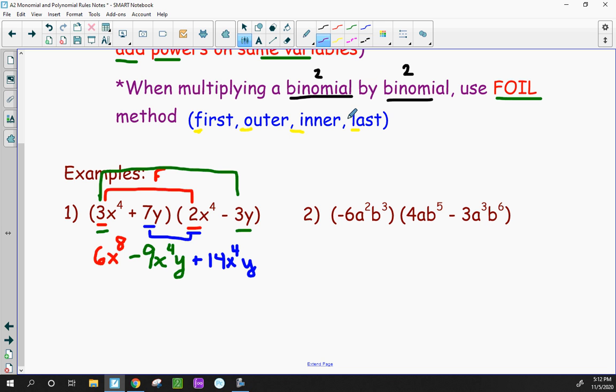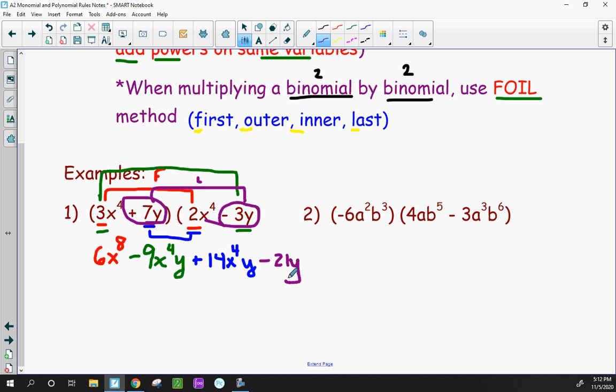And then we're going to go with the last term. Last term is the term like here. And the last term in the second parentheses, those are my L terms. I'm going to put those in purple. So we're going to do positive times negative, negative. 7 times 3, 21. And y times y.